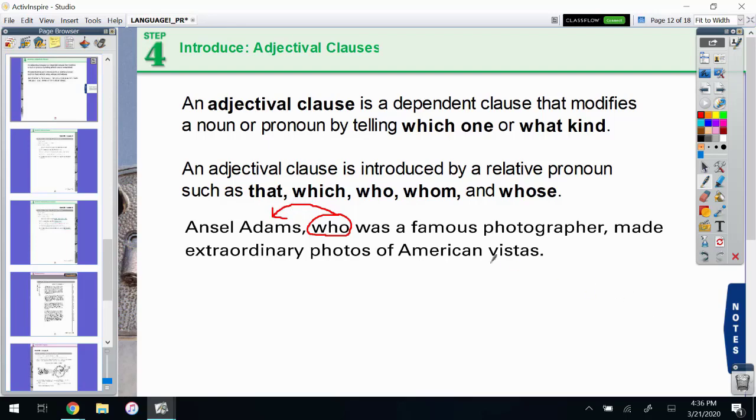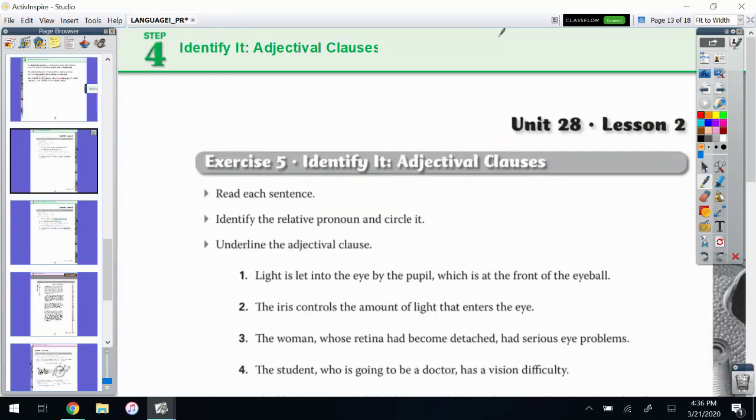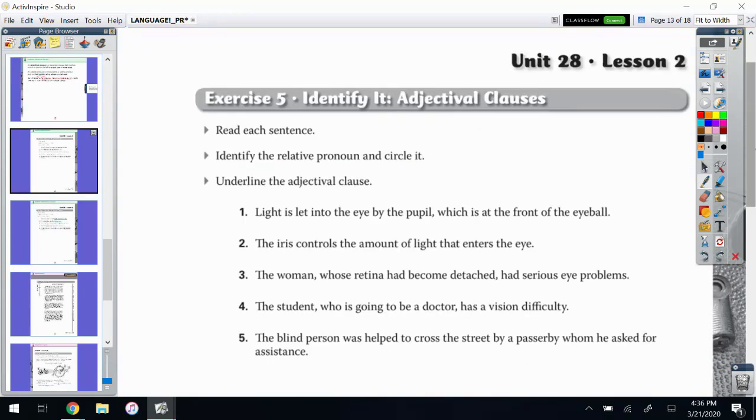Our adjectival clause is this whole phrase here: who was a famous photographer. Now, let's turn to page 157. Read each sentence, identify the relative pronoun and circle it.